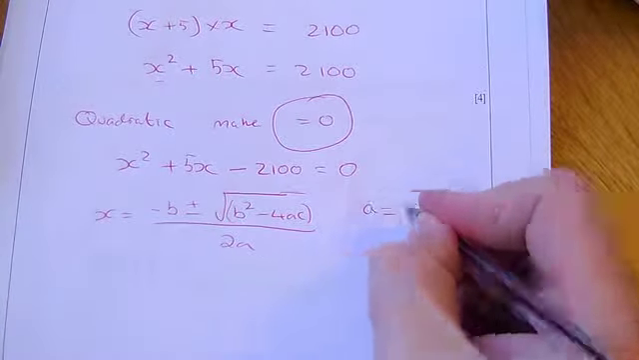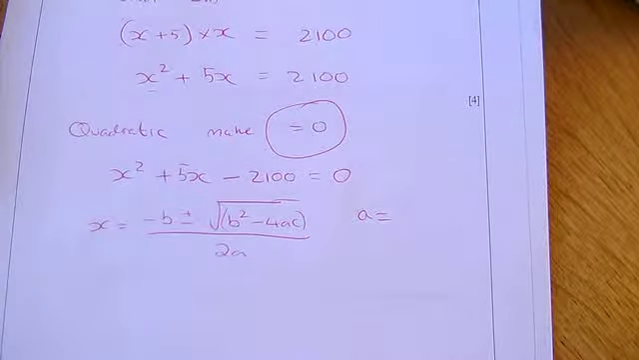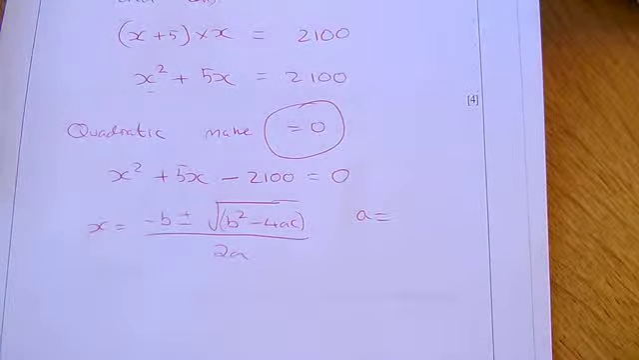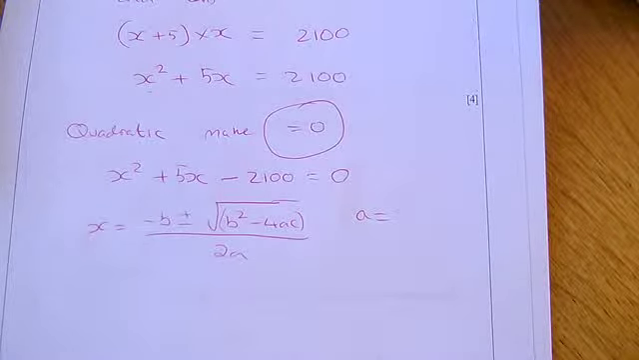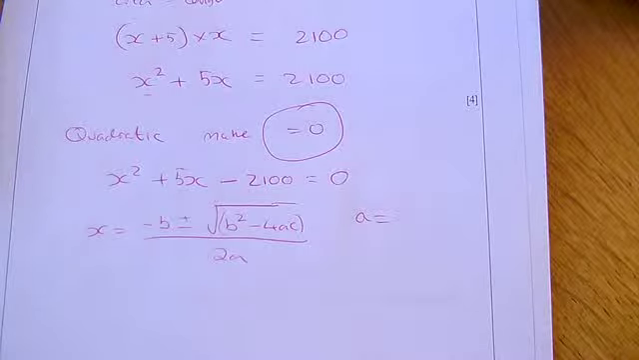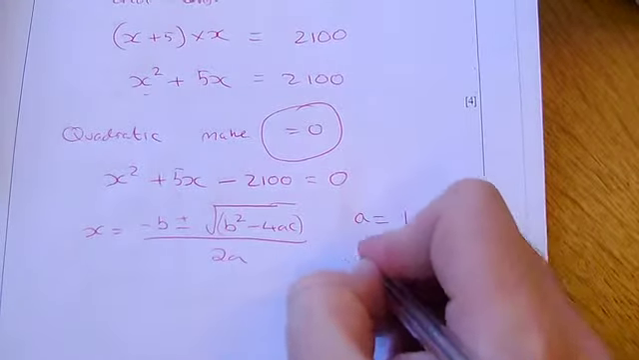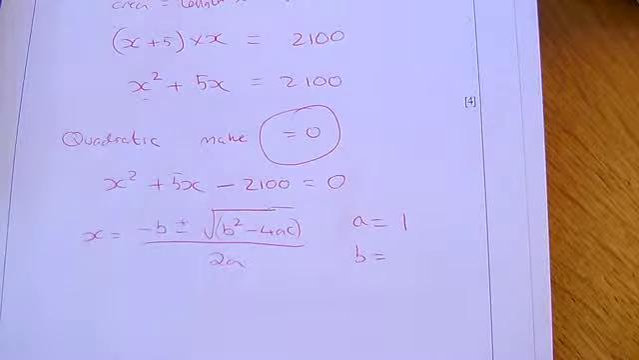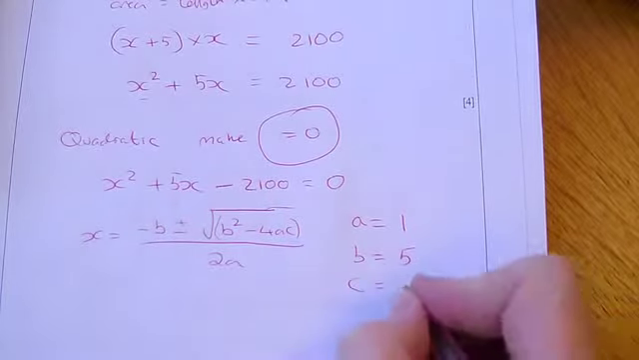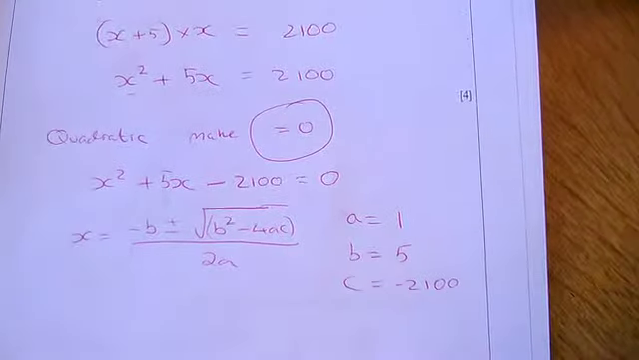A, what number is in front of the x squared? So there's nothing there. One number is really there if we don't have a number in front of it. We can say 1. Brilliant. So A is 1. B is what? It's the number in front of the x. And C is the number on its own. And if you're not sure what these mean, again, if you look at the front, it tells you in the equation.